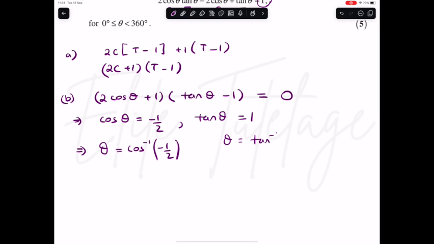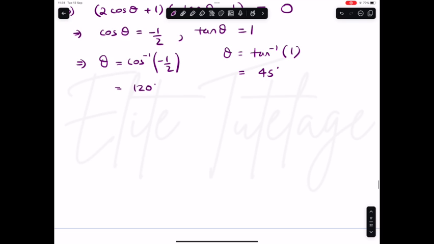And so theta is cos inverse of minus a half, and tan inverse of 1, which is 120 and 45 degrees for tan. Okay, so I prefer the quadrant diagram, or the CAST diagram, so I'm going to do that. Ideally cos is positive in the first and the fourth, but because it's obtuse, it will be there and there. So 120 degrees.